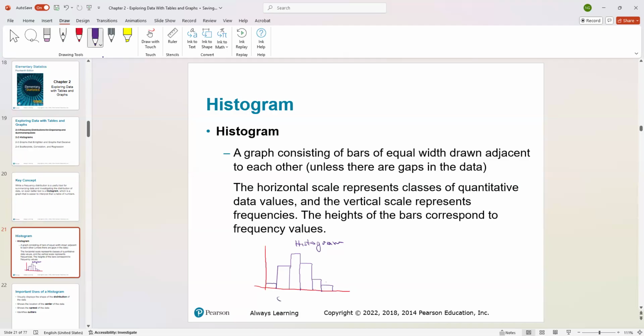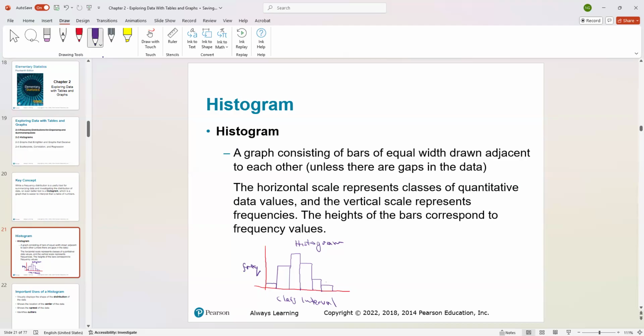Remember, down here on the x-axis would be the class intervals. All the classes would be here, but instead we would use the class boundaries. And on this side, on the y-axis, we can use either the frequency distribution or the relative frequency distribution. Remember, the height of each bar depends on the frequencies.